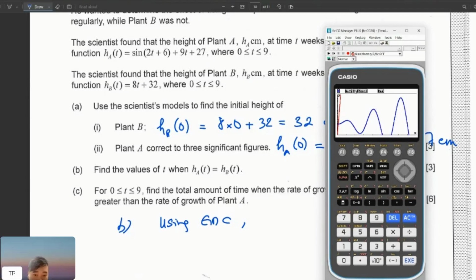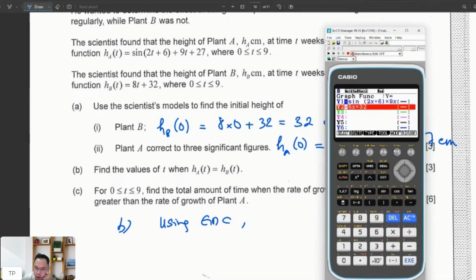Radian. You can try G-solve and find the intersect to see if it's like the value on the mark scheme. Intersect. The height here, show coordinate. Yeah. Intersect here, X is 0.1, which is different from the mark scheme. Different. Let me check the formula again. 2 sine. Oh, sorry. This is the plus. I accidentally hit the multiply sign. Okay. Sine of 2x plus 6, then plus 9x plus 27.